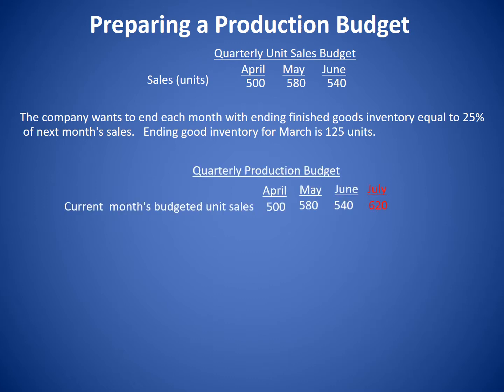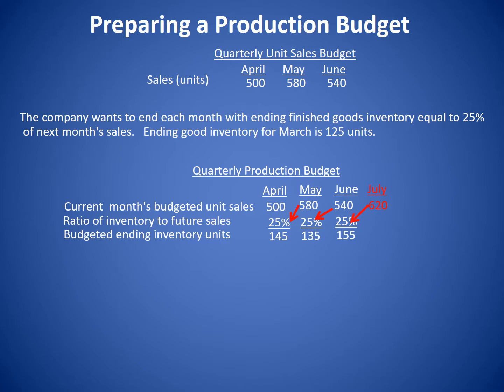So I took a look at my quarterly production budget again, and that's from my current month's budgeted unit sales. That's what I start out with. Also, my July sales are going to be 620 units. Now, what I do is I take the ratio of my inventory to future sales. I take my future month of 580 units, multiply it times 25%, which represents the cushion that I need for the next month's worth of sales. That means my ending inventory at the end of April should be 145 units to accommodate the 580 units of sales in the following month.